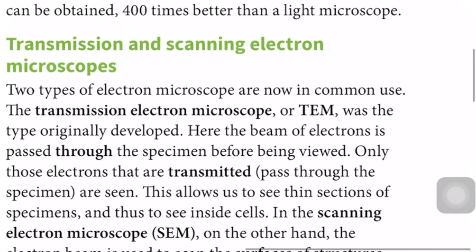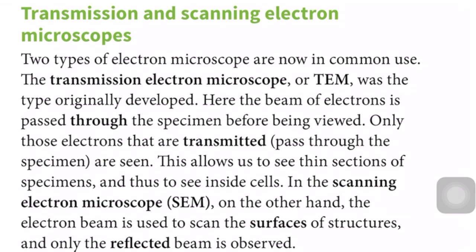So there are two types of electron microscope. One is the transmission electron microscope, and another is the scanning electron microscope.